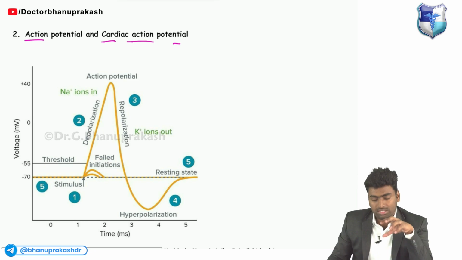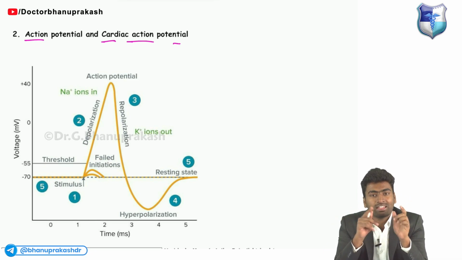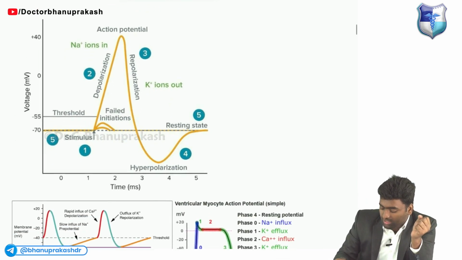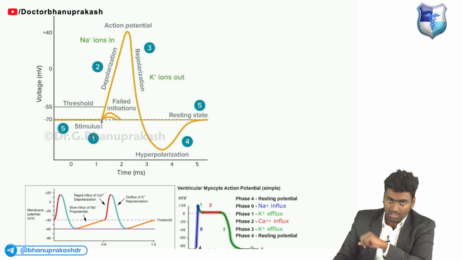If you see, this action potential will be almost similar to all of these action potentials, but there is just one difference. There is only one organ, or only one part of this organ, which has a different action potential. What is different in it?